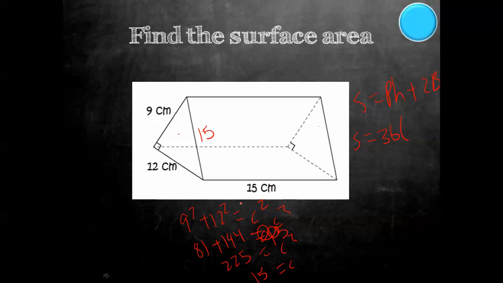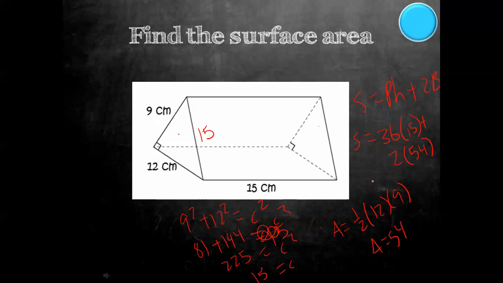We're going to take that times the height of the prism, which is 15, plus 2 times the area of the base. Now remember, our base here is a triangle, so we're going to use 1/2 and then 12 times 9, which is 54. So 2 times 54.